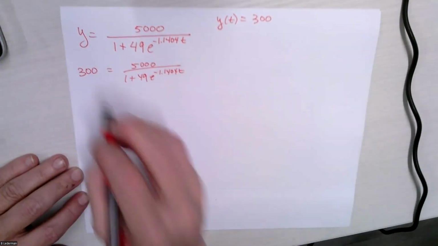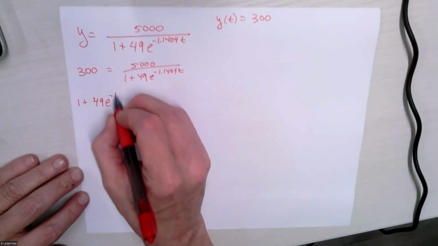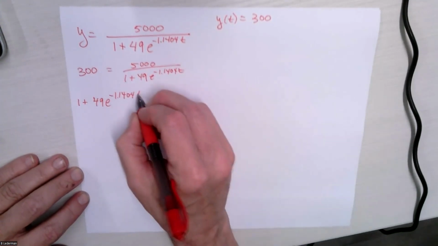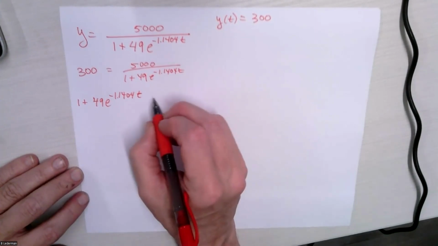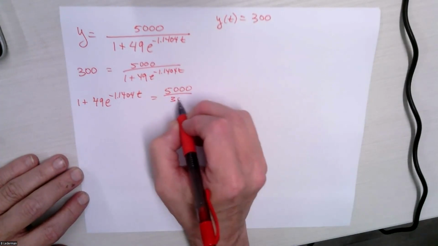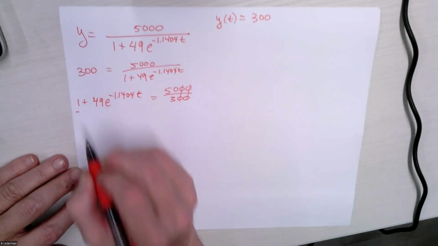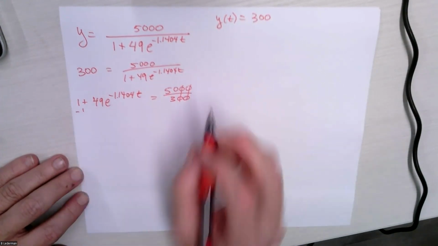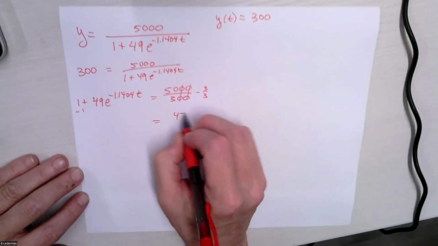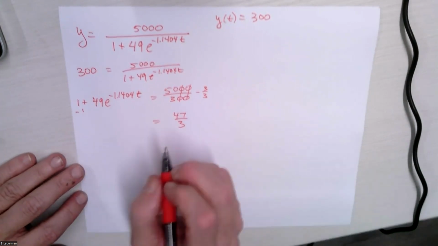And now I sort of cross multiply. So I get 1 plus 49 times e to the negative 1.1404 t. Again, I'm trying to solve for t. Equals 5,000 over 300. Cross out a bunch of zeros. Subtract 1, which is the same thing as subtracting 3/3. So this equals 47 over 3. And now I'm going to divide by 49.